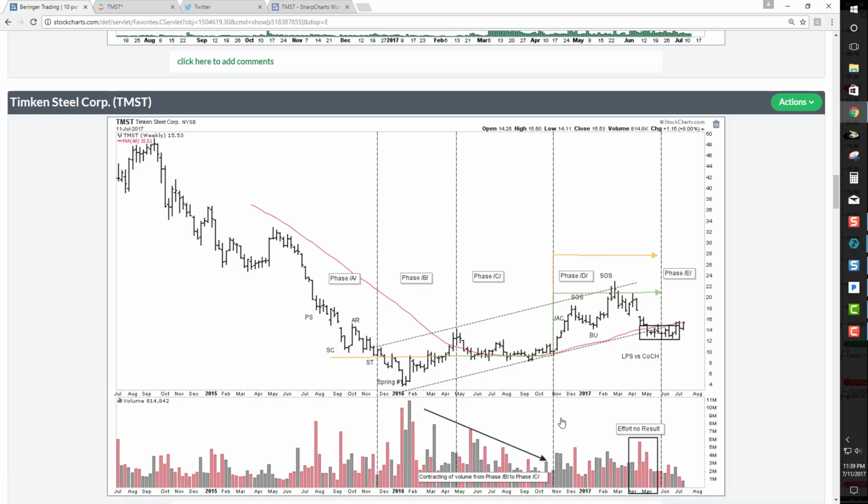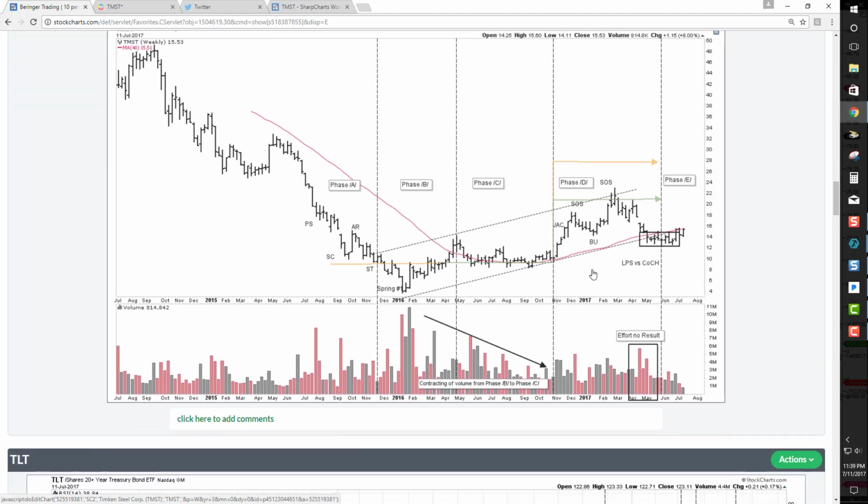My name is Jameson. We're looking at a weekly vertical bar chart of Tmst steel. We've been following this chart for a while. Took it off the list as it rejected the 200-day simple moving average lower trend line, and it was pulling back here. But we can see that it just pulled back and was a back test. So this definitely looks like accumulation. We can see that supply is contracting. We're seeing a little bit more demand.